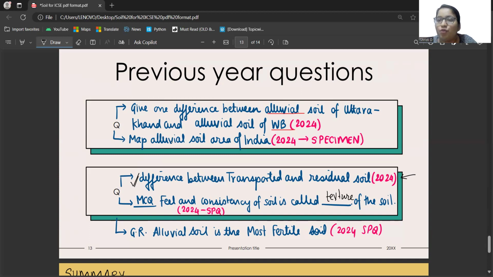Okay. Don't write about poor things. Don't write poor in nutrients. They have asked about good things. They have asked you about the most. Why is it most fertile? Do not give disadvantages. If you want to hype a person up, you have to only state its advantages, not the disadvantages. Is that clear?